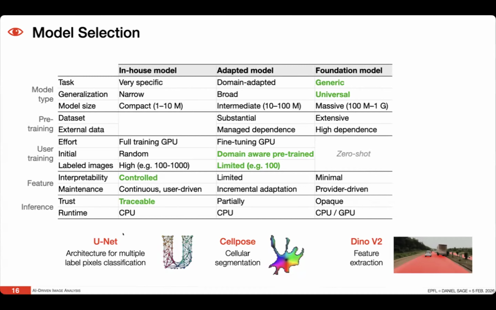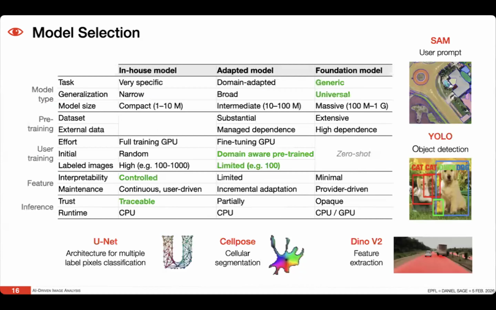I put a few names of very famous models that we have in our field. Here, the UNet is more an architecture, and I like it very much. UNet is typically an architecture that you will use if you want to make an in-house model. So that's the typical architecture that you will pick first to try.